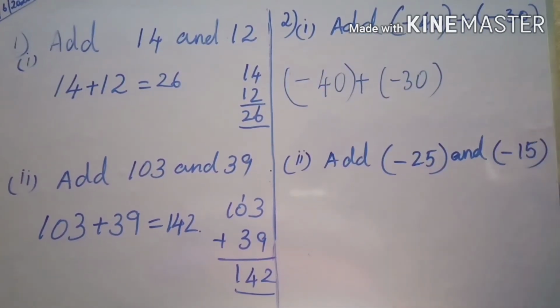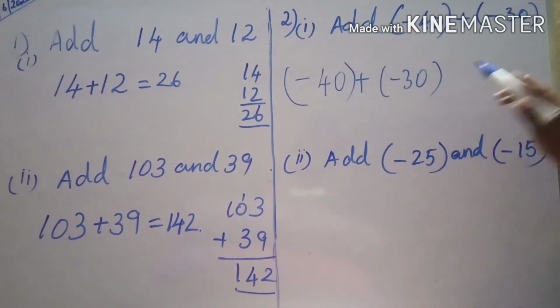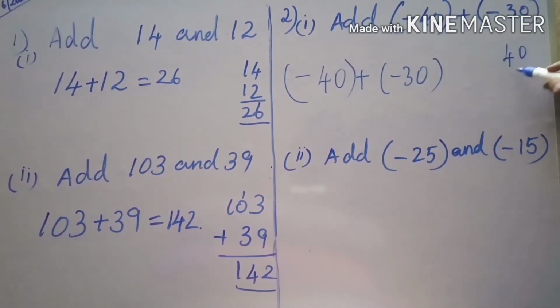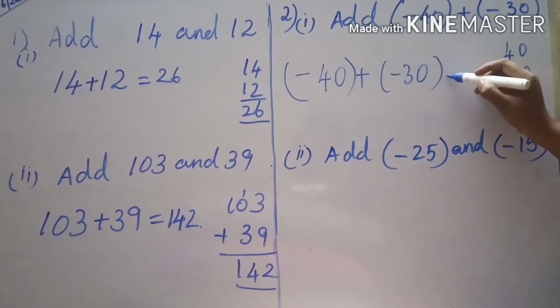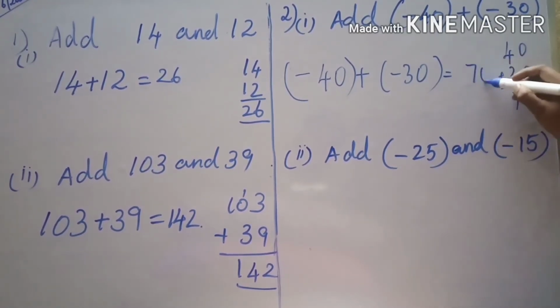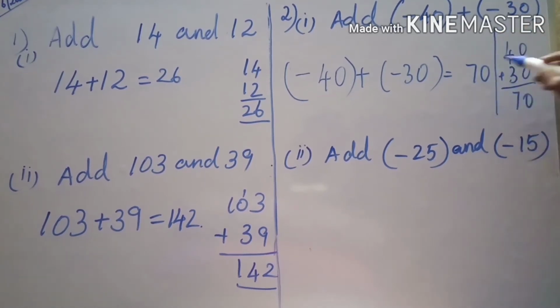So for now, just neglect the sign. Both are negative, so just add the numbers alone first. 40 plus 30. The answer is 70. Write that answer first, 70. And then put the negative symbol.